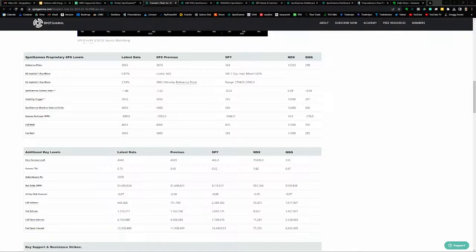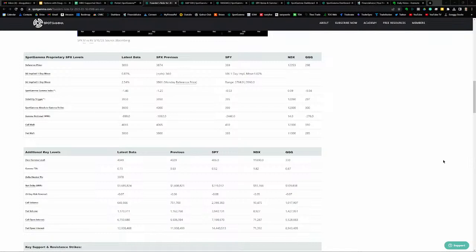So generally, SpotGamma assumes that, again, market makers are short puts and long calls. And the zero gamma level is just what it says. At the level of zero gamma, SpotGamma places more importance on the volatility trigger, and that's actually the flip level.